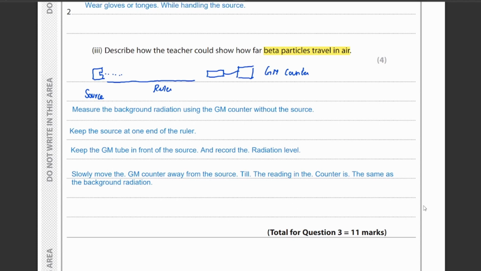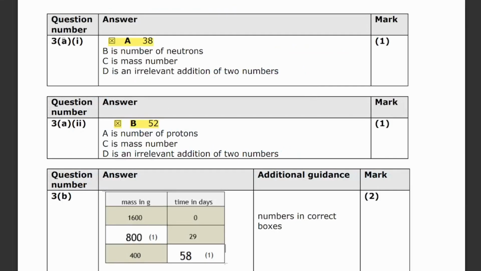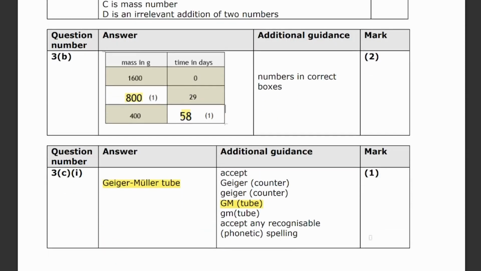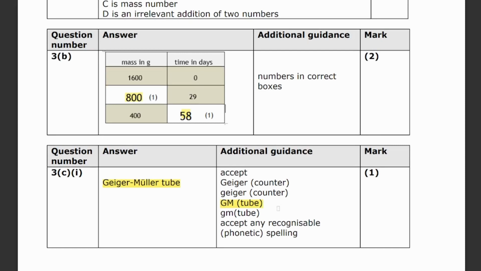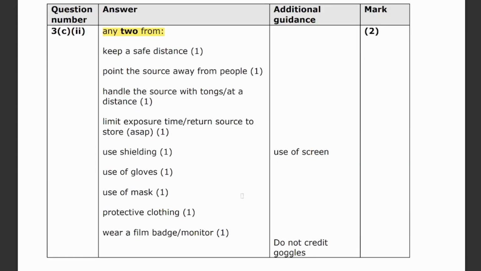Now let's have a look at the marking scheme to find out what it is saying. So for 3A1, the answer was 38, and for 3A2, the answer was 52, and the answer here was 858, and we got those two right. And scrolling down, we can call it a GM tube or GM counter. Geiger counter, GM counter is fine, but GM tube is fine as well.